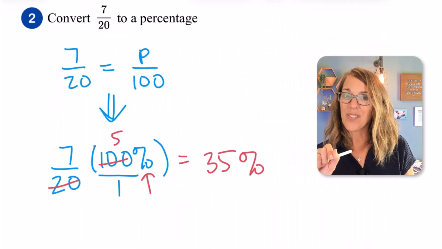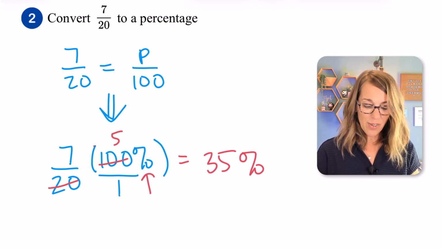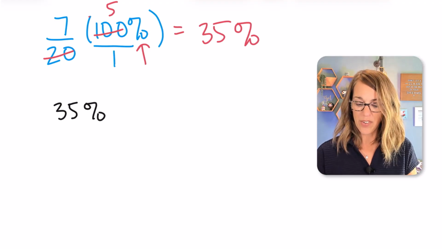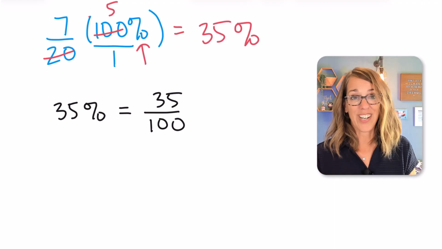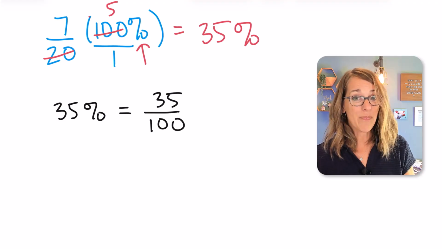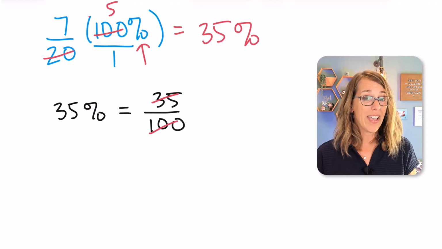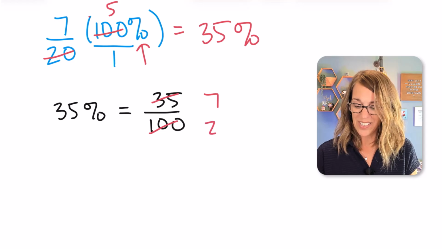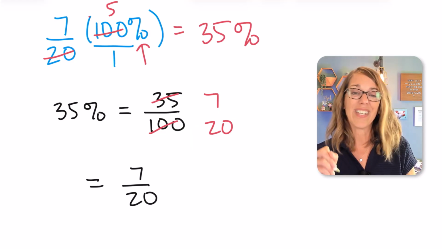In number 2, we want to go backwards as well. We found that 7/20 was equivalent to 35%. So starting with 35%, that percent literally means per 100. So I'm going to write this as 35 over 100. So my job is to find the reduced fraction. Now 35 and 100 are both divisible by 5. So as I divide both the numerator and denominator by 5, 35 divided by 5 is 7. 100 divided by 5 is 20, and we find that this is equivalent to the reduced fraction of 7/20.